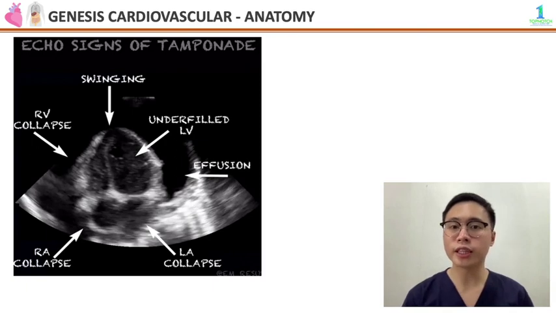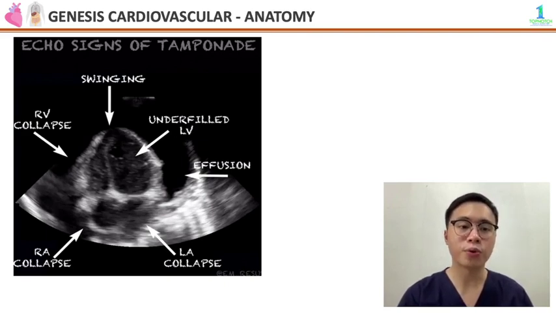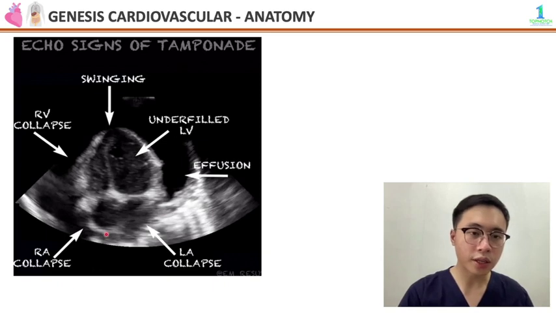To be able to appreciate it better, let's correlate this with the ultrasound findings, or echo findings to be more specific. So this is a heart on the apical four-chamber view. What are the structures that we see on an apical four-chamber view? So let's go here first.